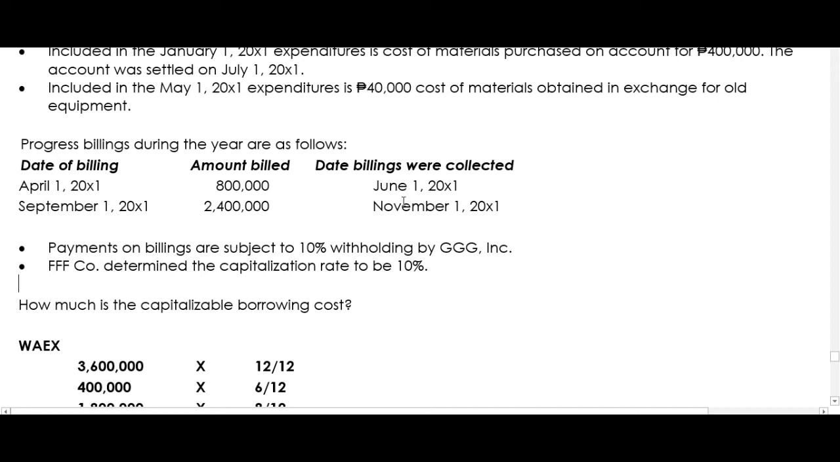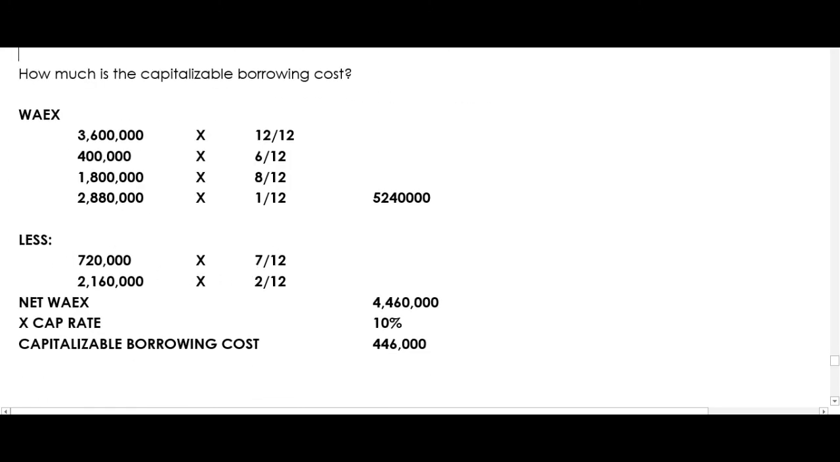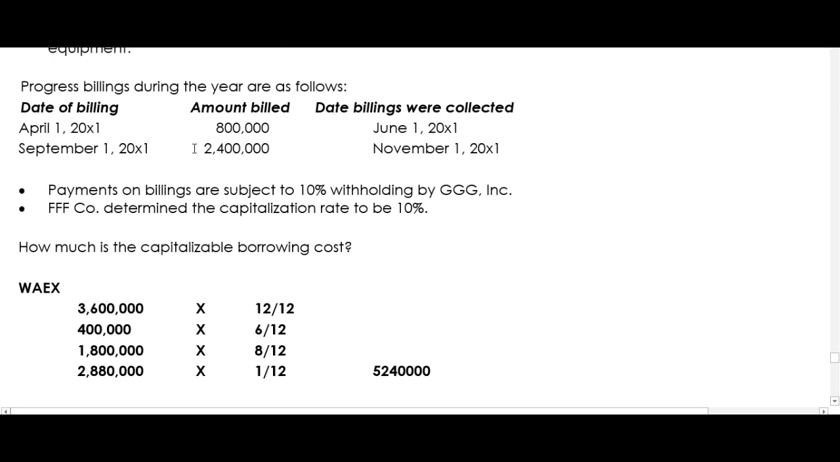So June, July, August, September, October, November, December, 7 months. Kaya yun yung ibabawas mo. Yung 7 months nitong collection na to. Tapos yung next is yung collection mo na 2,400,000. Okay, so to reiterate, yung ating progress billings will be a deduction to our weighted average expenditure kasi hindi talaga sila expenditure kasi nanggaling siya sa pondo ng ibang, or nanggaling siya dun sa pondo ng ating customer na pinagko-constructan or na nagpapa-construct sa atin ng asset.